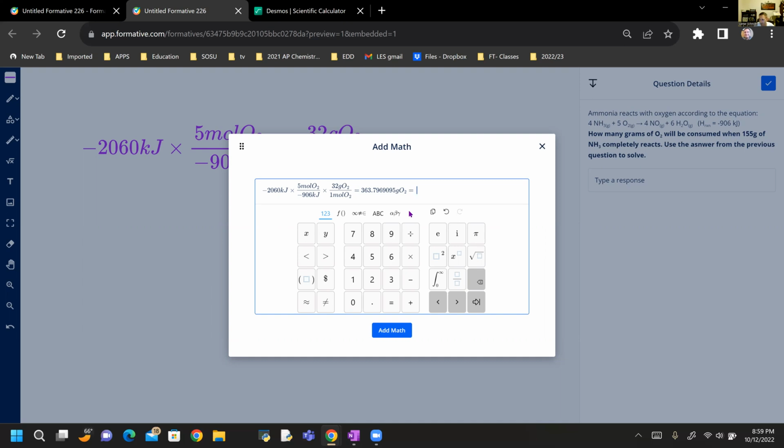And so how many sig figs can we have? 3. So we have 1, 2, 3, 363.7. That 0.7 will round that up to a 4. So we have 364 grams of oxygen.